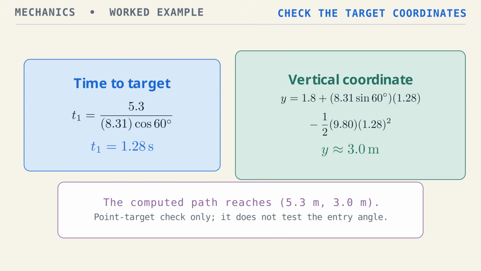This is a consistency check on the algebra used in that model, not a claim that the model captures every basketball detail. In particular, the exercise treats the basket center as a point target and does not test whether the ball enters the rim at a usable angle.